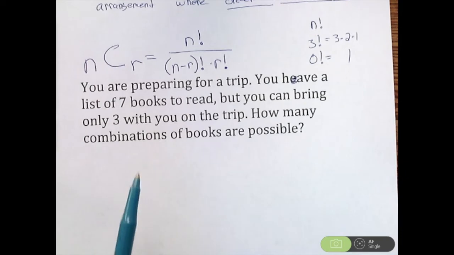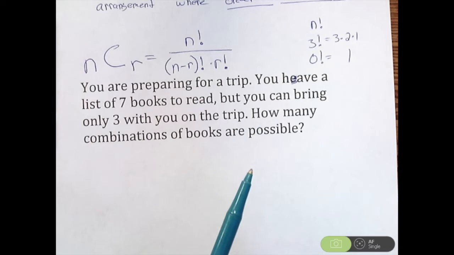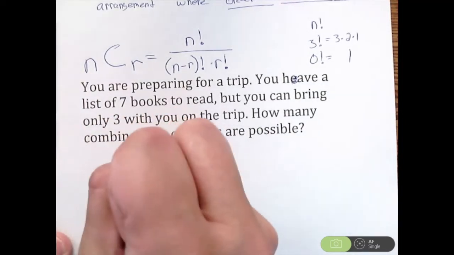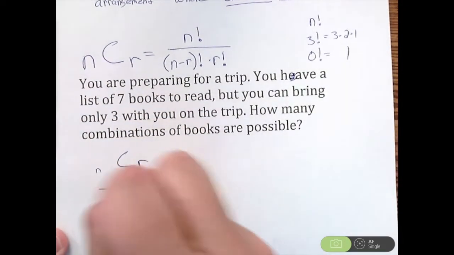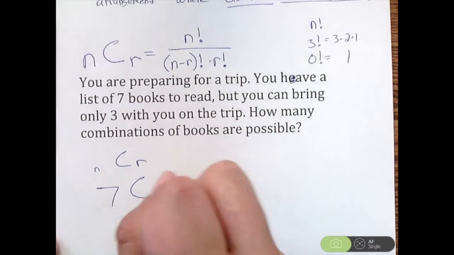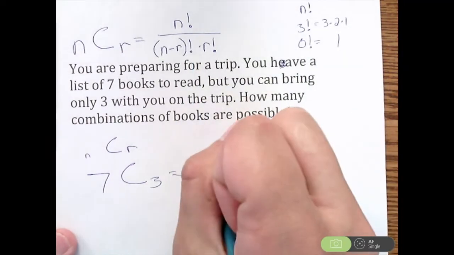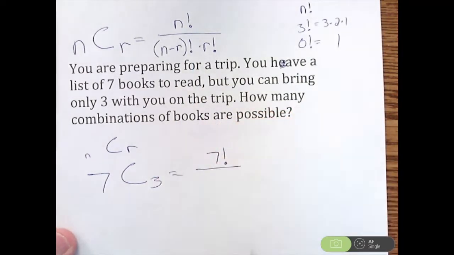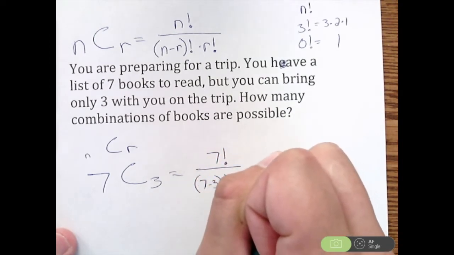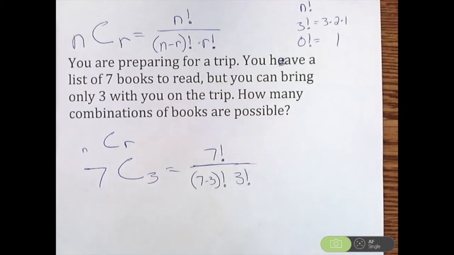So we need to figure out how many total I am choosing from. We have a list of 7 books, but you can bring only 3. So there's 7 total. That's going to be our n, because remember it's nCr. Then how many am I choosing out of the 7? I'm bringing 3. So we have 7 combination 3. If I plug into the formula, that's 7 factorial divided by 7 minus 3 factorial times 3 factorial.